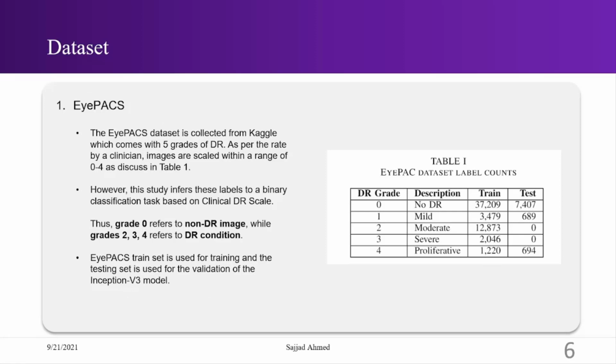In this experiment, we have used two different datasets. The first one is the IPEX dataset, which is collected from Kaggle, and it comes with 5 different grades of DR condition. And as you can see, these grades are actually graded by clinicians. Even though there are 5 grades, we can still form a binary classification task by defining grade 0 as no DR condition and the rest, grades 2, 3, and 4, as the DR condition.